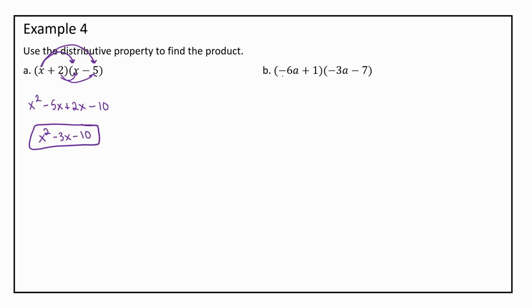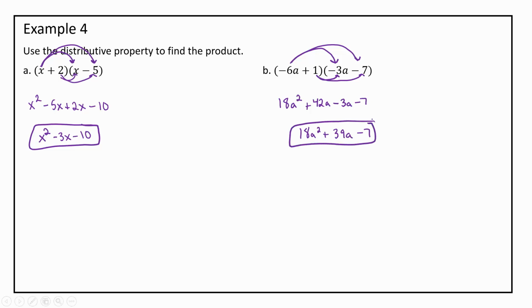We want to distribute the -6a to both things in the second parentheses. So that's positive 18a squared and positive 42a. Distribute the 1, and so that'll be -3a and -7. So 18a squared plus 39a minus 7 is our answer.